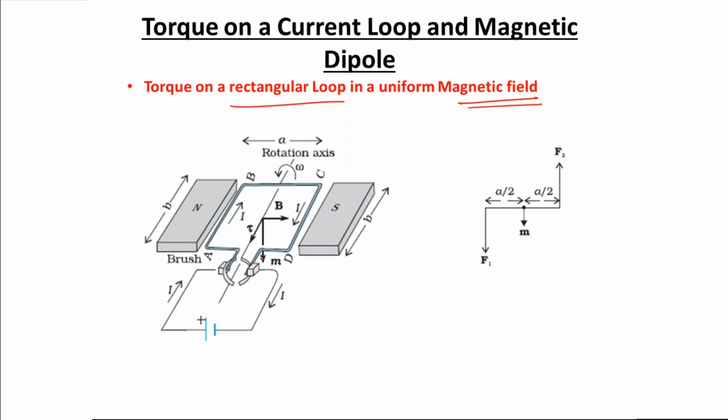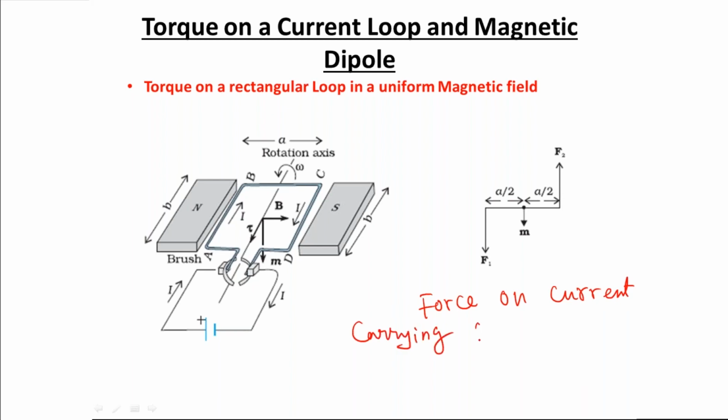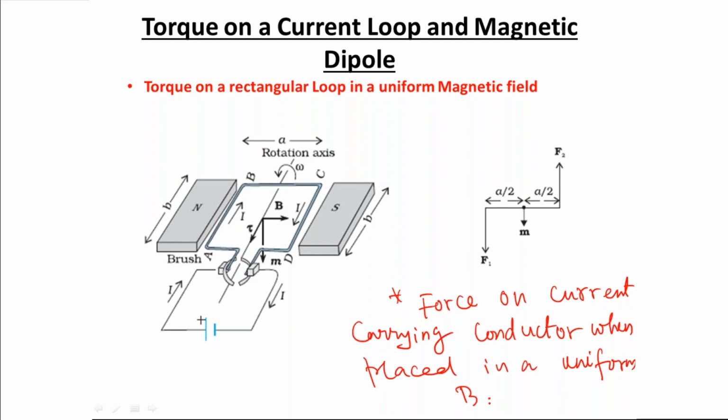so here look, on a rectangular loop we are going to calculate the torque. I have brought a rectangular loop over here. So here what we are discussing actually, this is the corollary of force on a current carrying conductor when placed in a uniform magnetic field B. Okay.